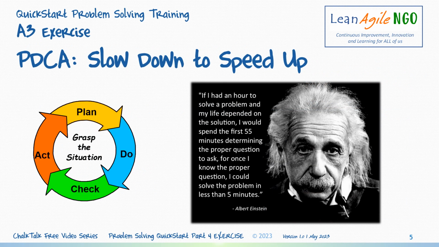In the Fundamentals to Problem Solving module, you may recall we mentioned Albert Einstein's comment that if he had 1 hour to solve an important problem, he would spend the first 55 minutes thinking about the problem, figuring out the right questions to ask, and the last 5 minutes solving it. The basic pattern and rhythm is PDCA, Plan, Do, Check, Act. The paradox of doing this right is summed up in a classic Lean phrase: we must slow down to speed up. And the A3 method can help us do that in any situation.